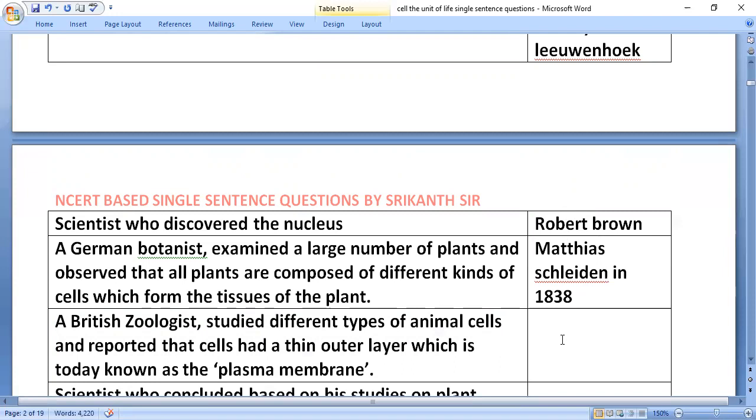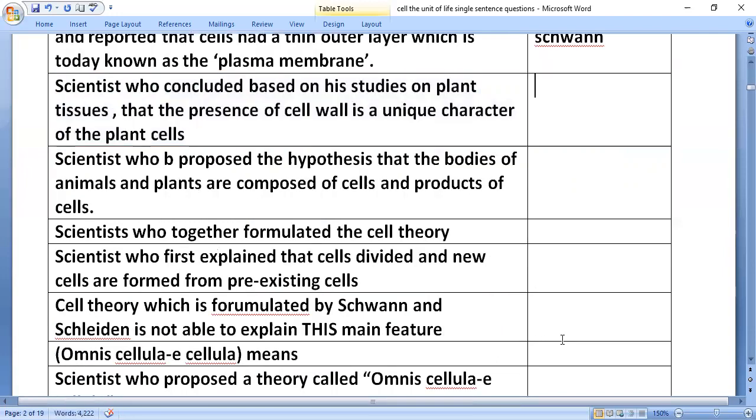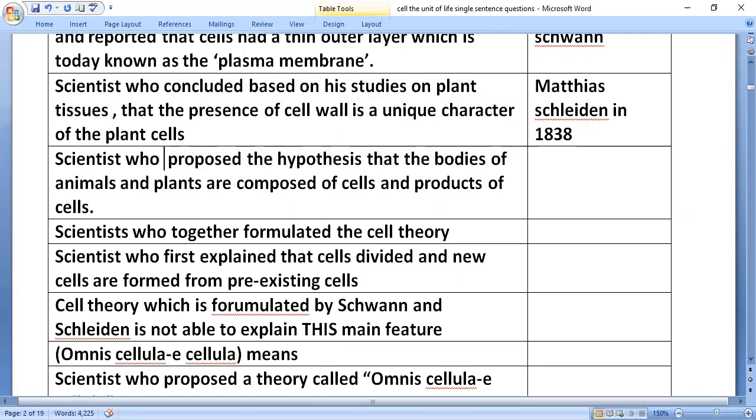A British zoologist studied different types of animal cells and reported that cells had a thin outer layer, which is today known as the plasma membrane: Theodore Schwann. The scientist who concluded, based on his studies on plant tissues, that the presence of a cell wall is a unique character of plant cells: Matthias Schleiden, in 1838. The scientist who proposed the hypothesis that the bodies of animals and plants are composed of cells and products of cells: Theodore Schwann.